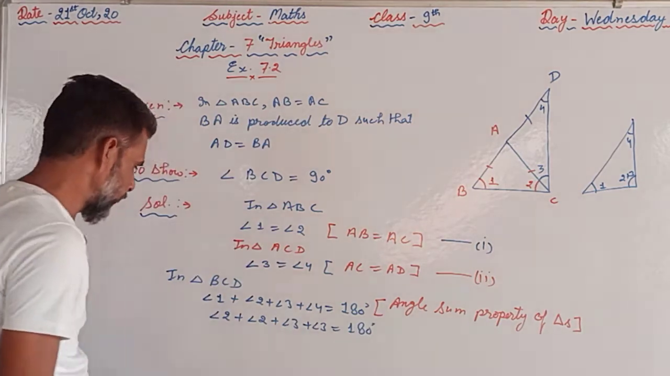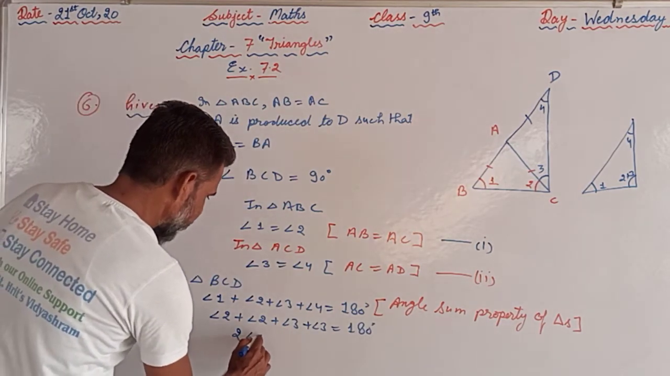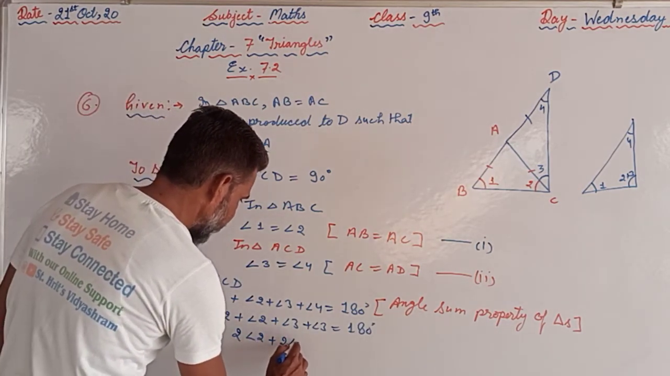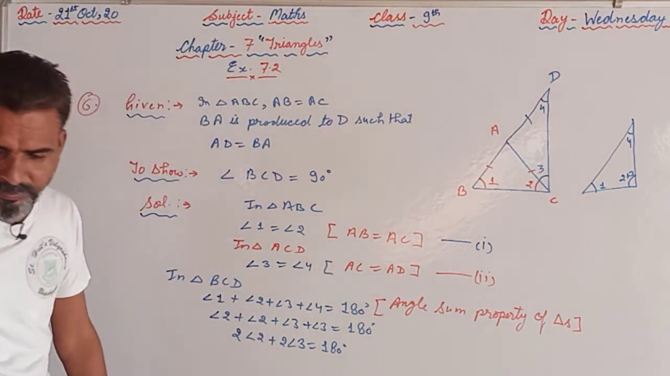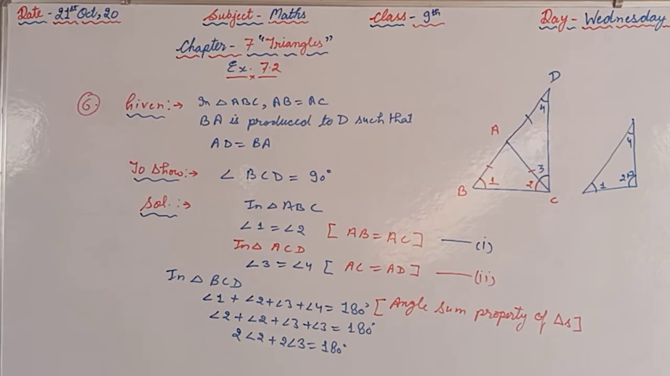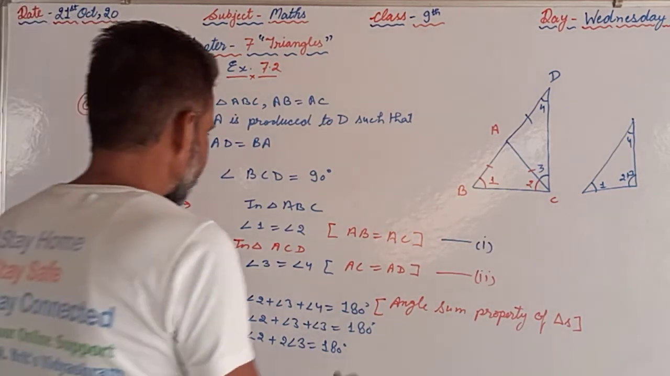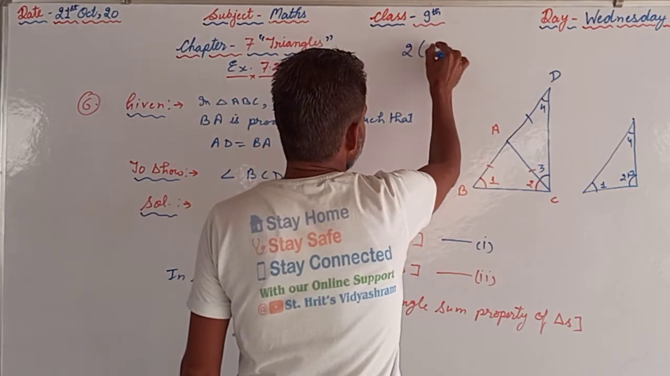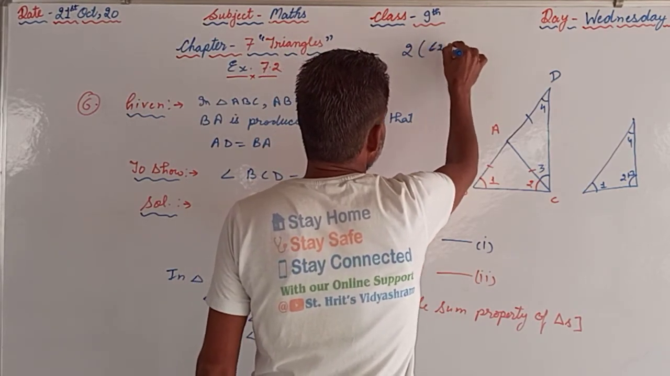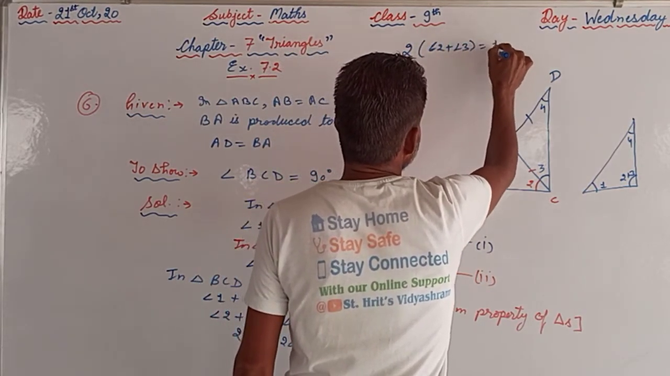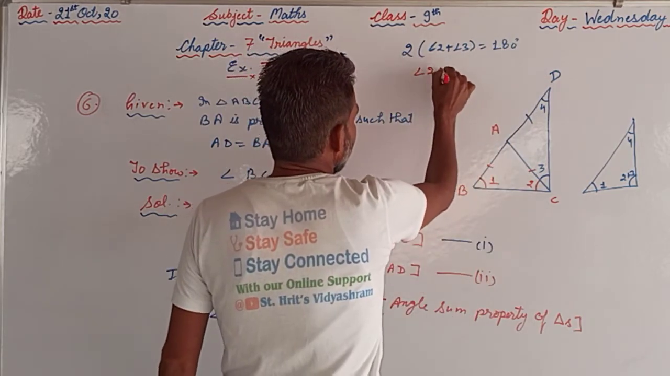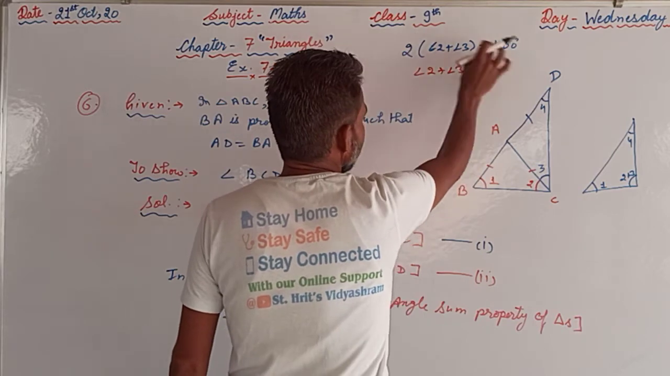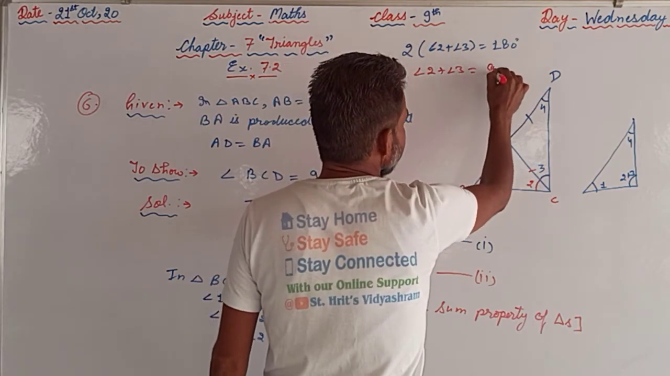From here we can write twice angle 2 plus twice angle 3 is equal to 180 degrees. Angle 2 plus angle 2 is twice angle 2, angle 3 plus angle 3 is twice angle 3, and afterwards we can take 2 common. So 2 times angle 2 plus angle 3 is equal to 180 degrees. From here we can find angle 2 plus angle 3: 2 will go this side and divide 180 degrees, that becomes 90 degrees.